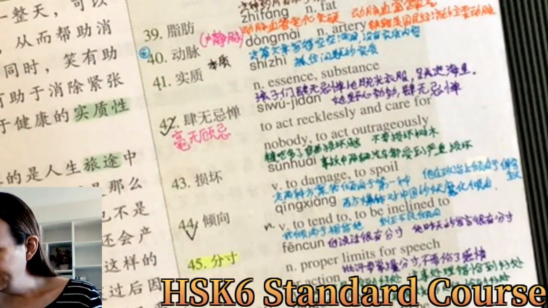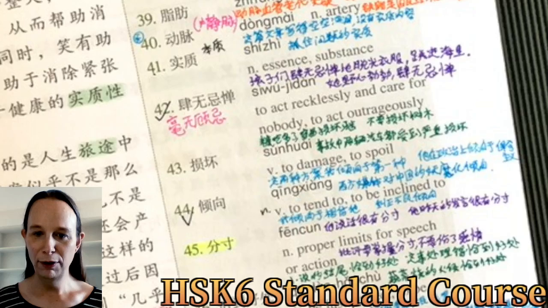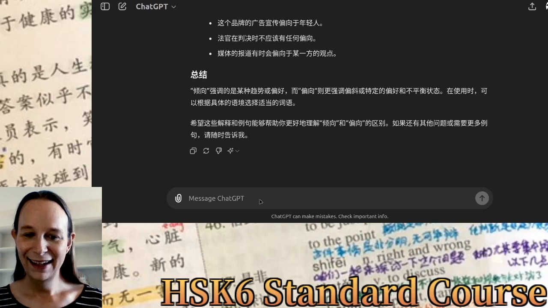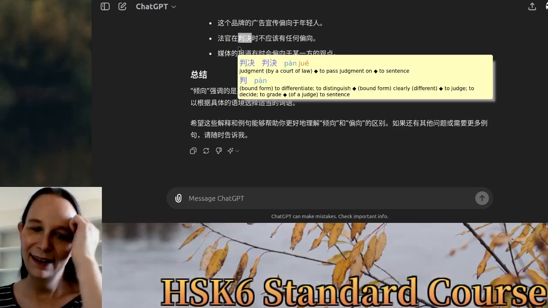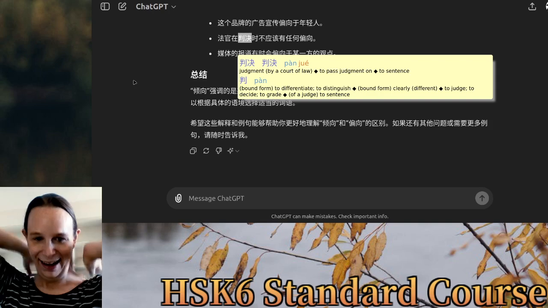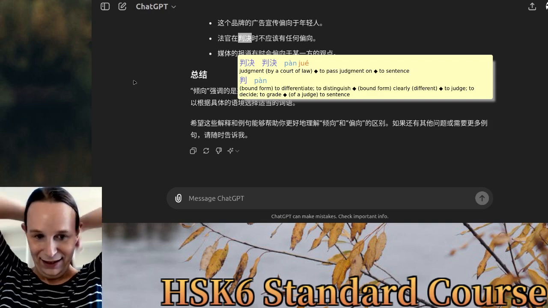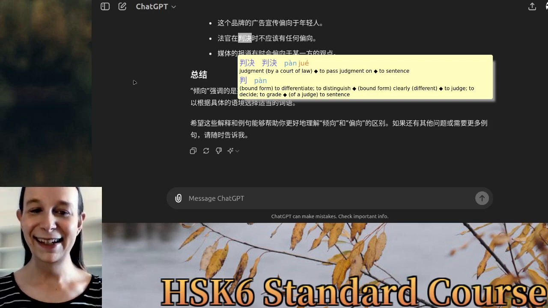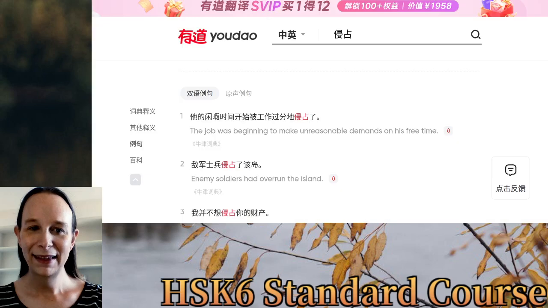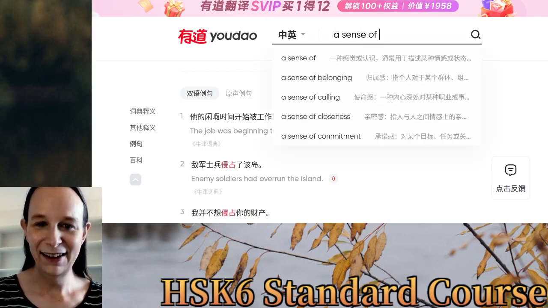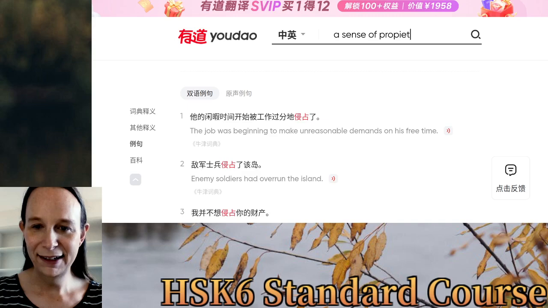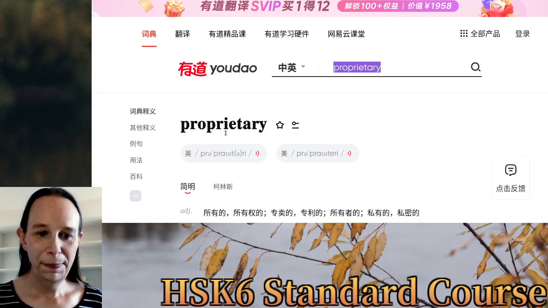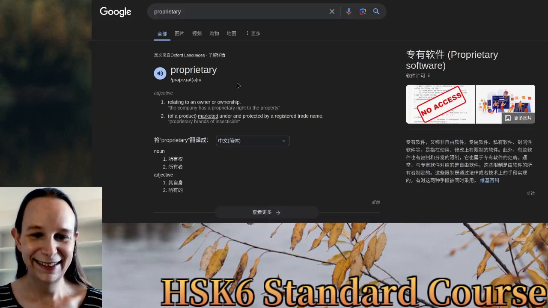Anyway, what's next? 分寸 is a propriety. Proper limits for speech or action. Yeah. I call it propriety, right? That's the English word. So what was that in the movie Pirates of the Caribbean? What's his name's character? Orlando Bloom's character? Oh, Will Turner? He was said to have a sense of propriety. But then he became a pirate, so, you know, a sense of propriety. How do you spell it? Propriety? In fact, how do you pronounce it? I've never actually studied this. Where's the sound?